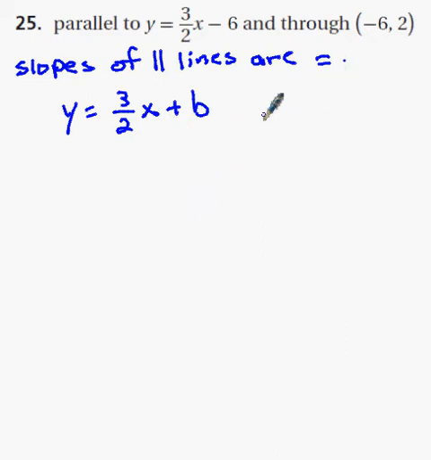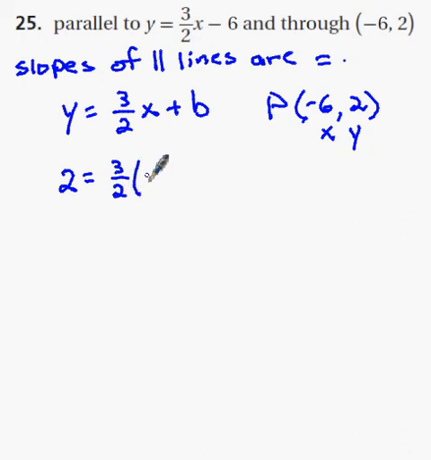So again, we're given a point containing an x-coordinate of -6 and a y-coordinate of 2. That's my x and that's my y. So I will substitute those numbers in for x and y in this equation in order to find the value of b. So we'll go 2 equals 3/2, which is 1.5, times -6 plus b.